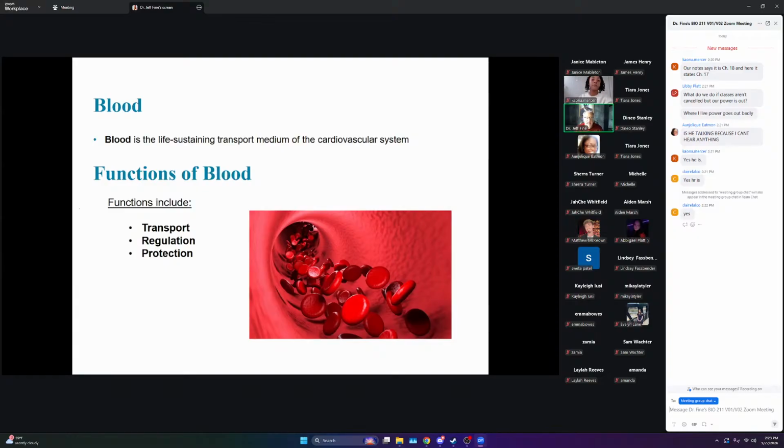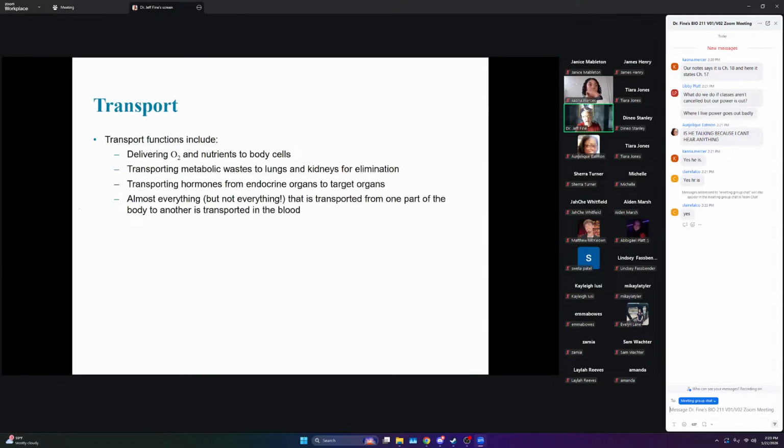And these next couple of slides, and you can see that that's underlined, so make sure to understand that blood is an important component of our body to both transport and regulate and protect. And you'll see why in the coming couple of slides. All right, so like I said, transportation is pretty obvious, right? We think of delivering oxygen.